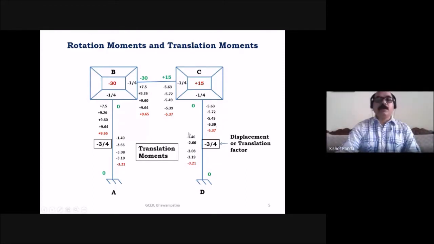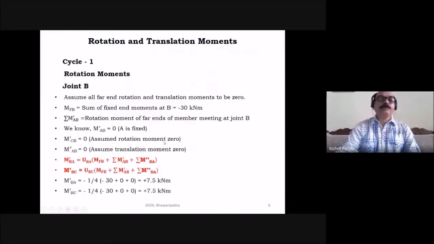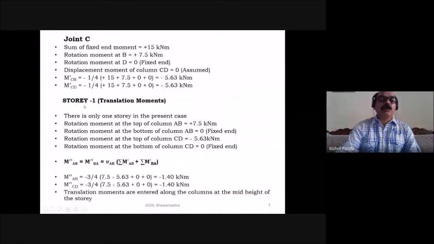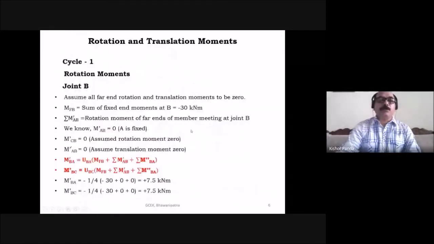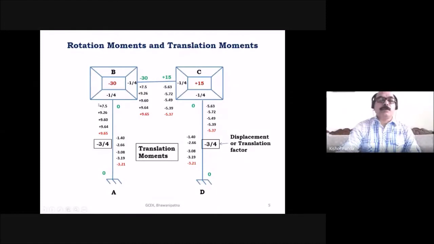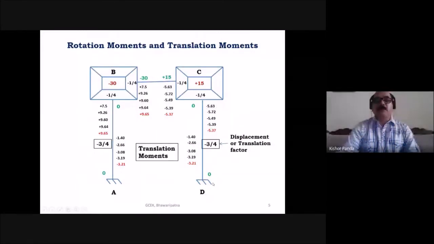Then you have to find out the translation moment. Then you can find out what is the translation moment in first cycle. This is story 1. So here how many stories? One story. So for story 1, you find out what is the translation moments. There is only one story in the present case. So rotational moment at the top of the column AB is your plus 7.5. Already you got plus 7.5 the rotational moment, and this side the rotational moment is your 0 for AB. Similarly for CD, at the top of the vertical member the rotational moment is your minus 5.63, and at bottom the rotational moment is your 0.